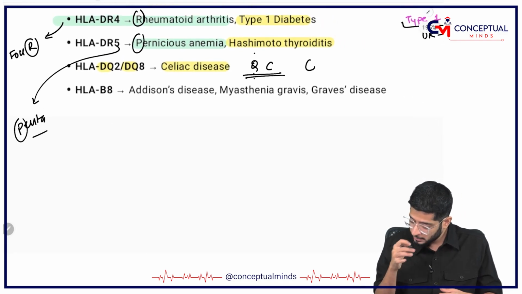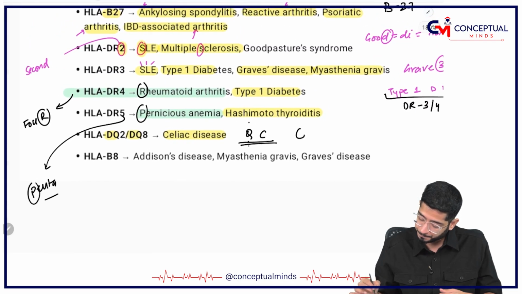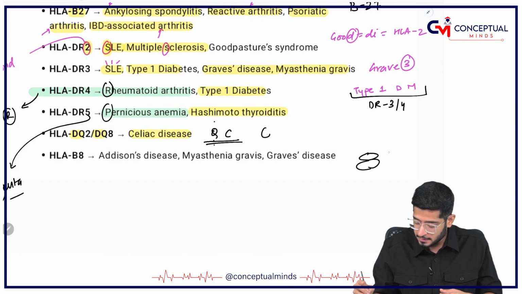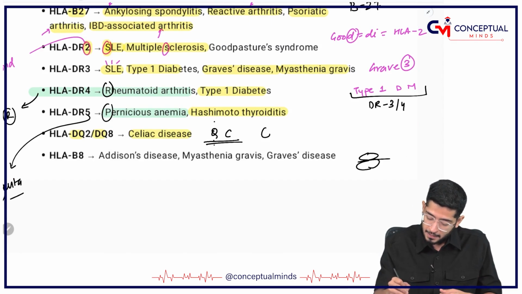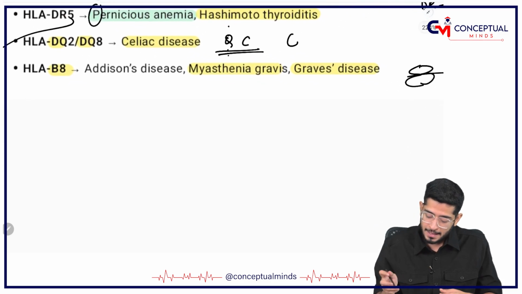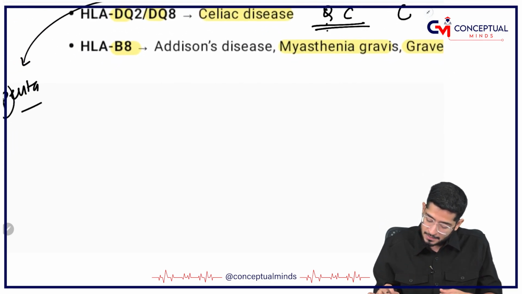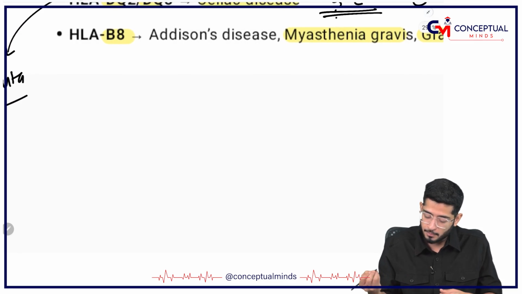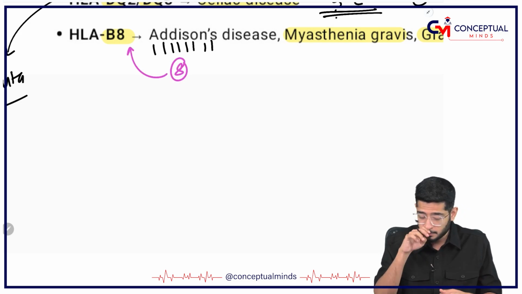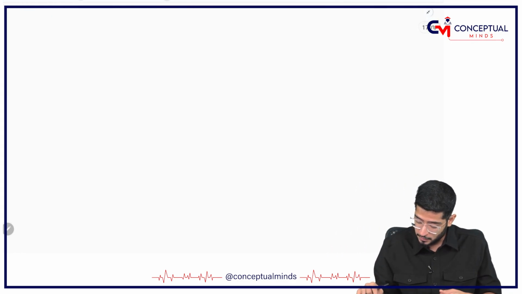Coming on to the last but not the least, if you remember, I have told you that all the Graves were coming in 3. So if you join two 3s, it becomes 8 only. So the Graves are having B8 also, myasthenia gravis and Graves disease. Whereas Addison's, okay, so Addison's you have to remember that this is going to have HLA-B8 because 1, 2, 3, 4, 5, 6, 7, 8. Addison's has got 8 letters, so simple to remember that it's HLA-B8 which is responsible.